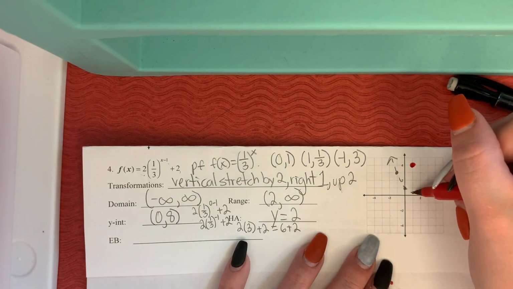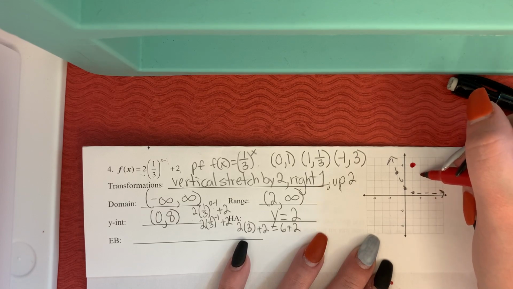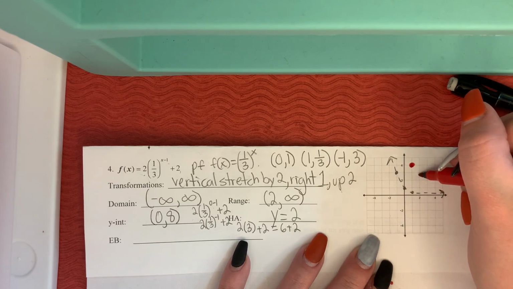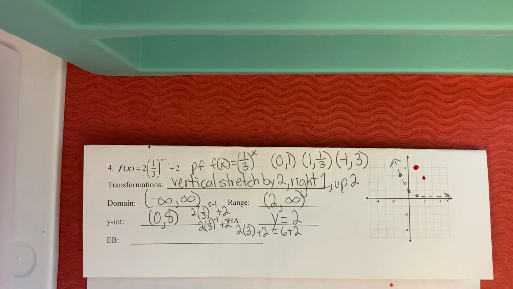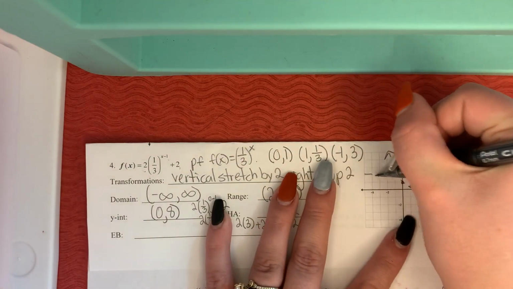Then we'll take 0, 1/3. We'll vertically stretch that by 2 to get 0, 2/3. We'll take 1, 1/3. We'll vertically stretch that by 2 to get 1, 2/3. And then we'll move that to the right 1 and up 2. And that will give us 2, and then 2 2/3. Okay. We'll plot that horizontal asymptote at 2.